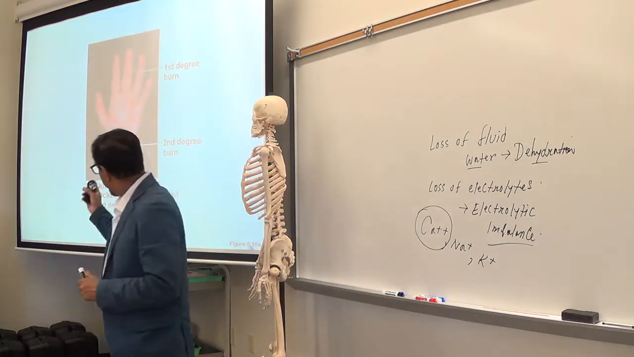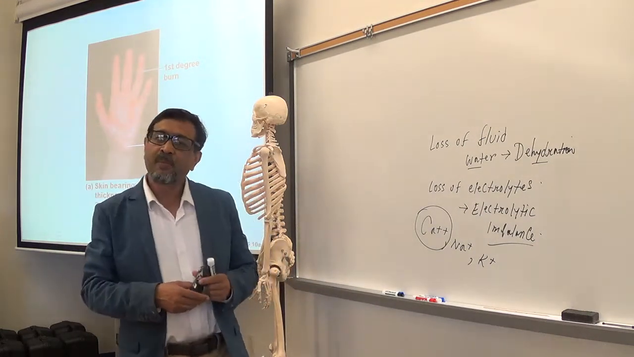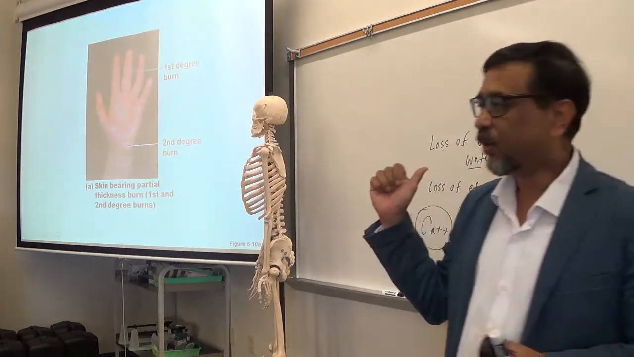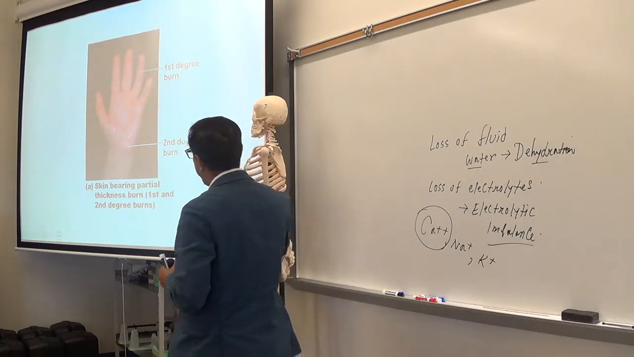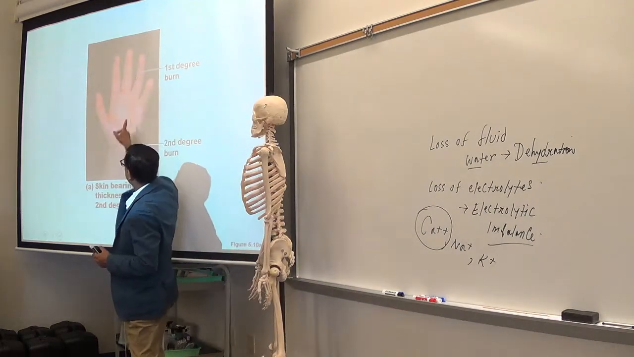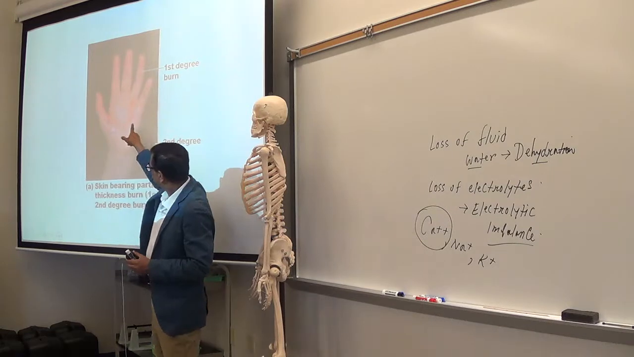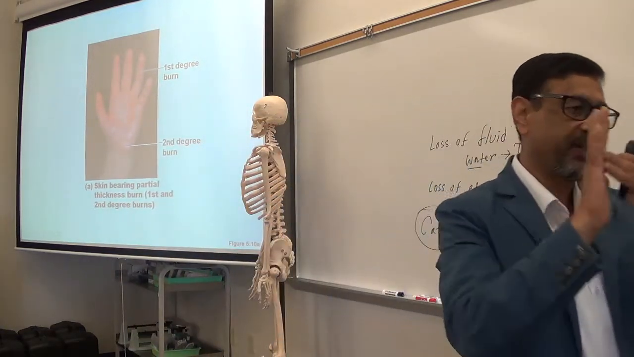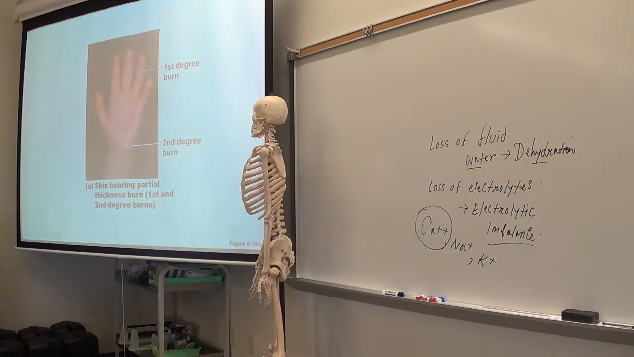Here, you see, in some areas, you see the redness only. Those areas got first degree burn. Here you see the blisters, so second degree burn. So this person got both first degree and second degree burns.